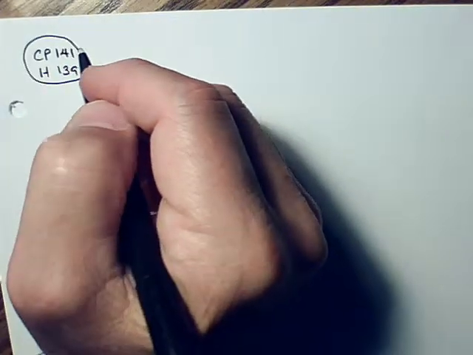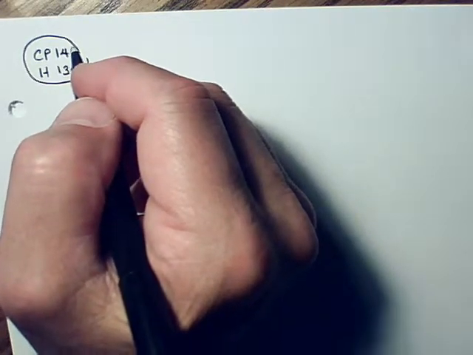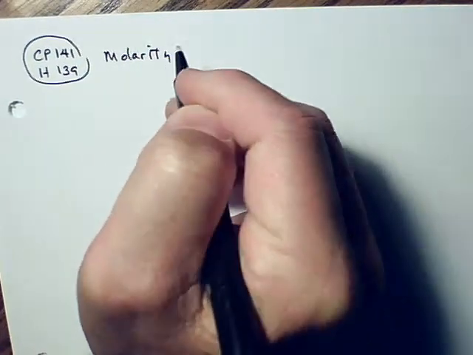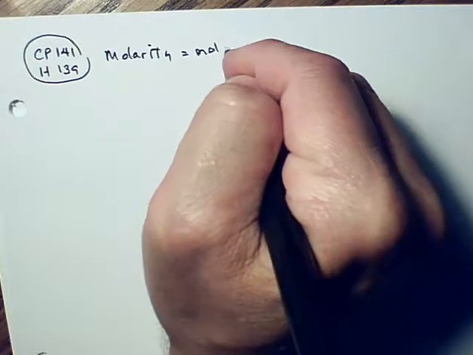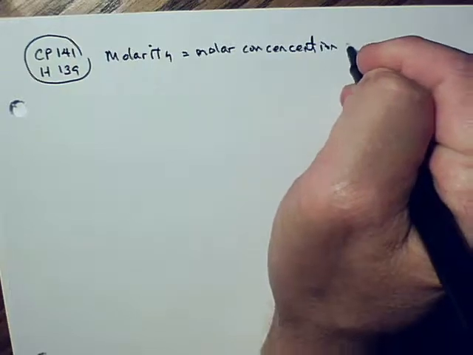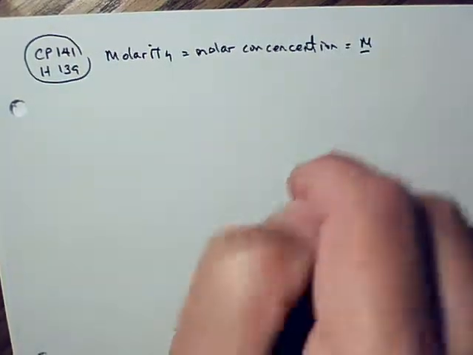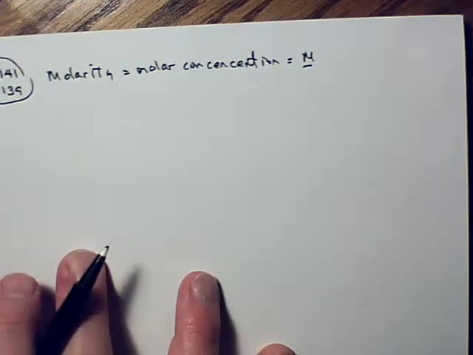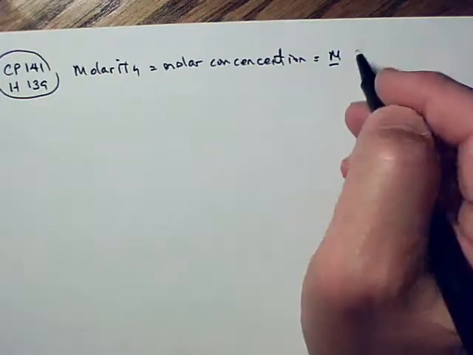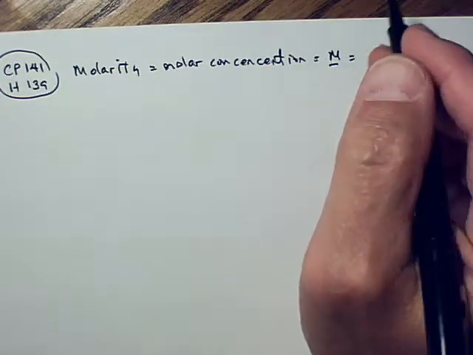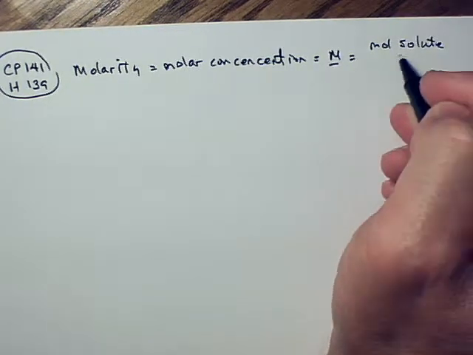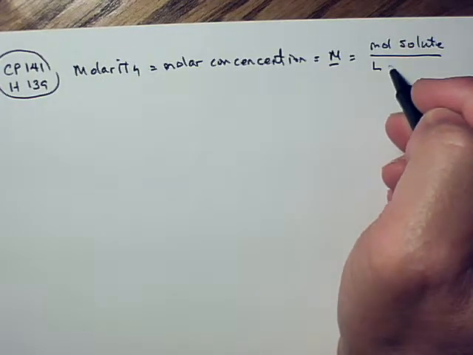All right, so the question says, what is the molarity? I want to find the molarity. Molarity is the same thing as molar concentration. Molar concentration has the symbol M with a line under it, a capital M with a line under it. And that is the same as putting moles of solute over, dividing by, liters of solution.